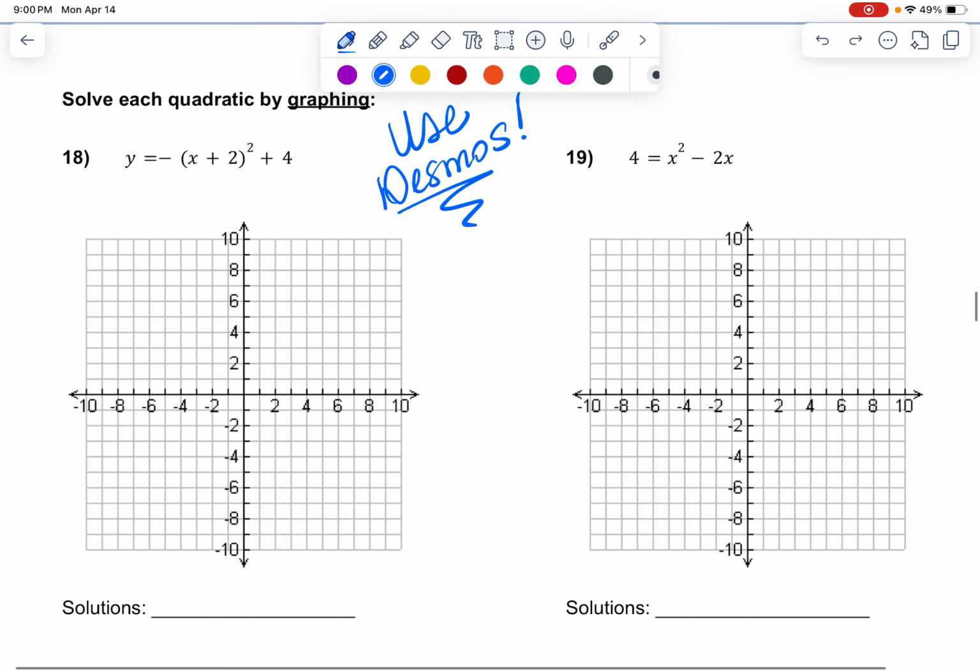Now you should be able to tell me what the vertex is, right? Because the vertex is HK, which is -2, 4. I also know the parabola opens down and has an A value of 1. But if you just literally graph it, right, down 2/4, right? I know this is what my parabola is going to look like. And again, use Desmos. If you need help with that, that's what Desmos is for in the graphing method.